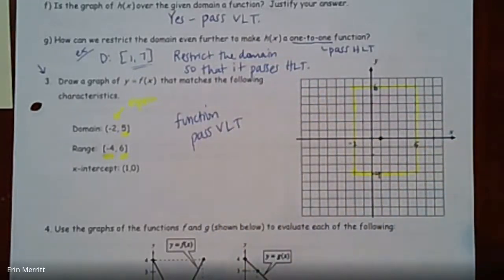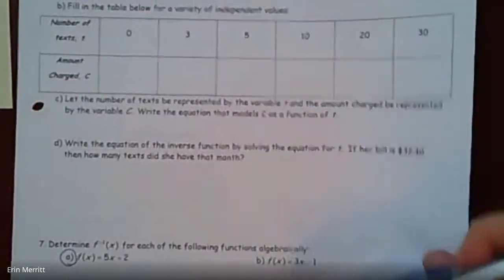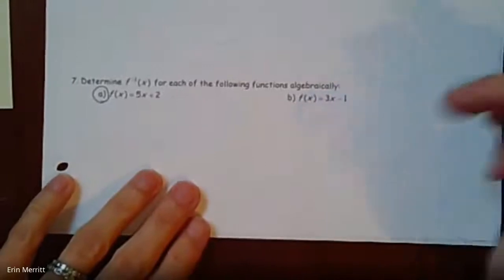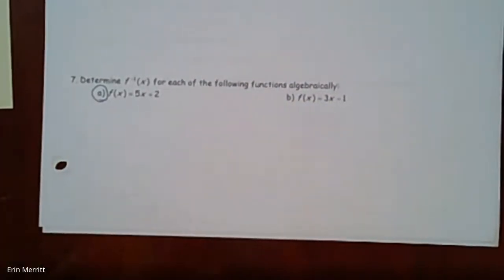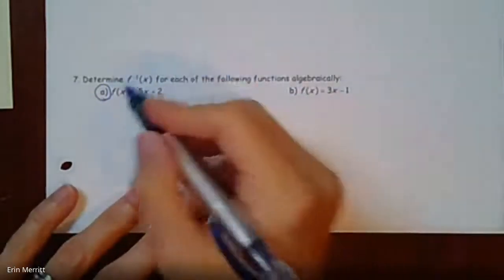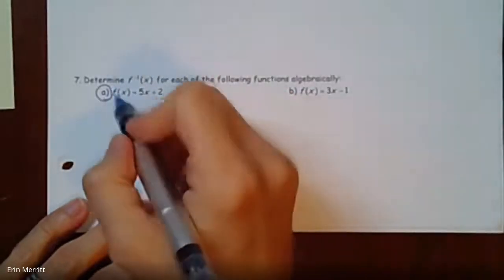All right, the next one that we're going to look at together is not number 4, so keep moving. That is number 7. Number 7 is asking you to find the inverse. That's what that notation means, f inverse, algebraically. So figured we'd do A together, and then you can work on B on your own.